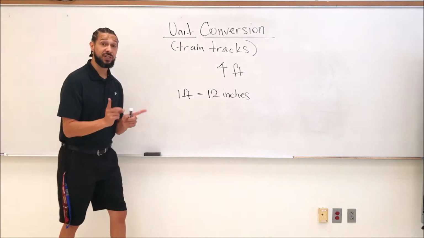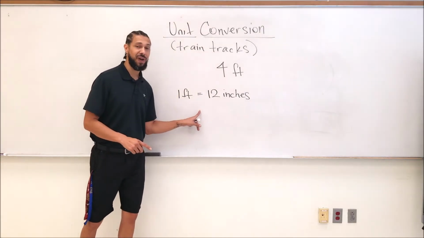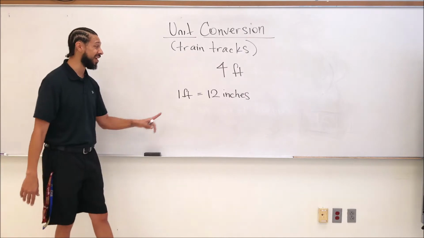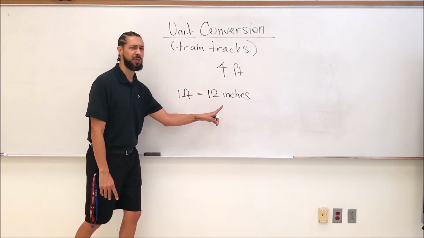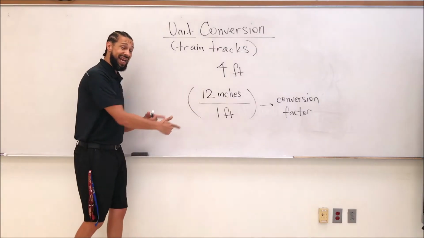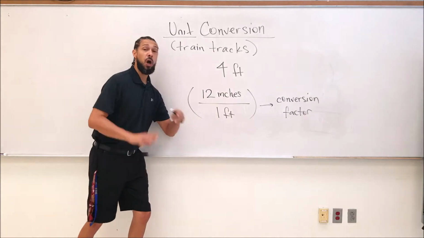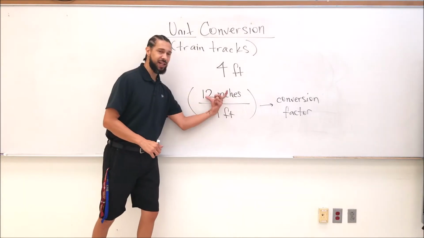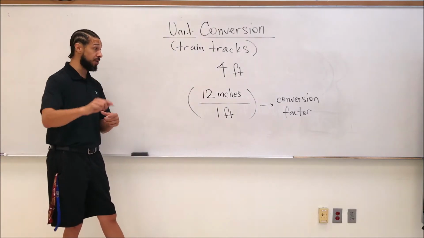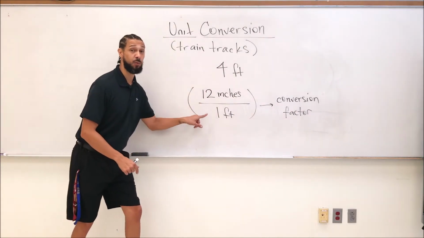Now, in math class, to use this strategy, I'm going to change the way this conversion factor looks. Instead of writing it as an equals equation, I'm going to write it as a fraction. I'm going to show you why in a second. Bang! Just like that. 12 inches and 1 foot are exactly the same. So this fraction technically is equal to 1 because these are the same thing.